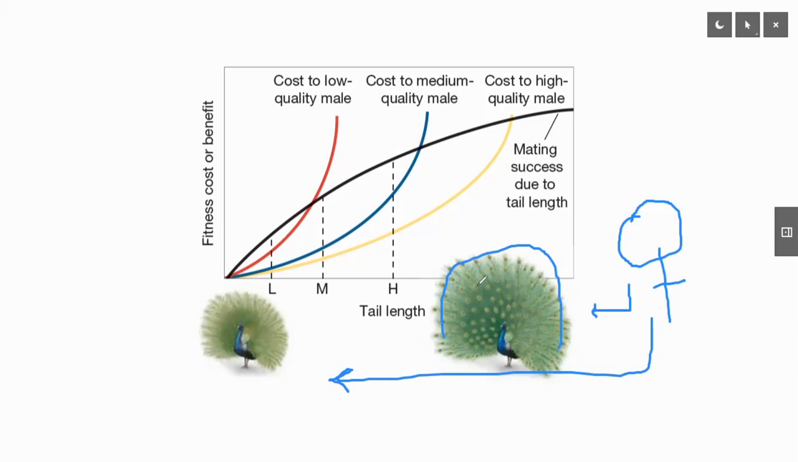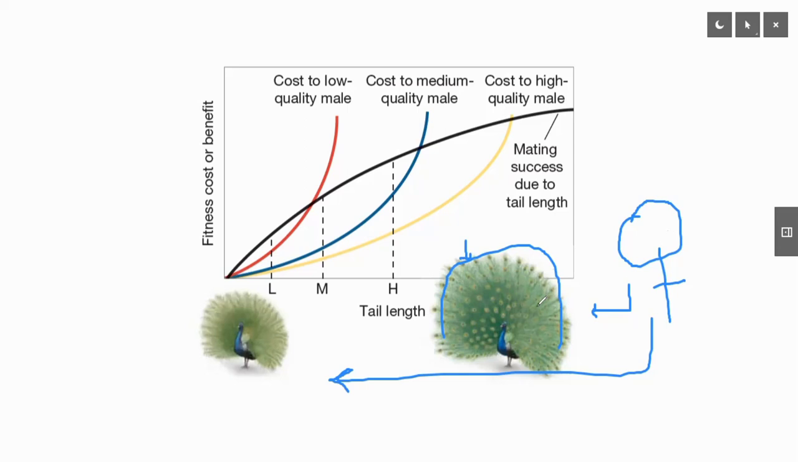But this is a handicap. Why? Because it reduces its fitness as far as the predators are concerned, but it does not reduce its fitness as far as mating with the female is concerned. Why? Because the female will see this large tail. The larger the tail, the more willing the female would be.